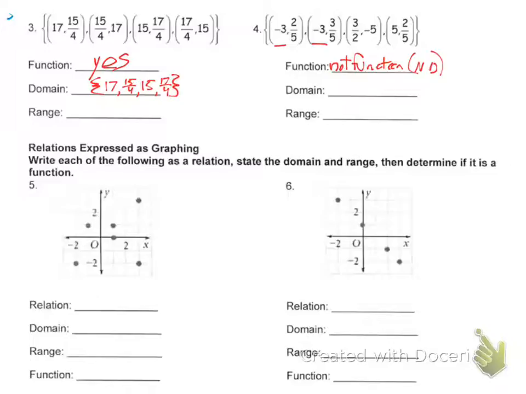What would the range be? 15 over 4, 17, 17 over 4, and 15. Okay? So when I'm given a set of points, it's not that bad. Very easily, I can find the range and the domain. I'm going to skip writing that down for number 4. Please, you guys fill it out as practice. A range are the y values.